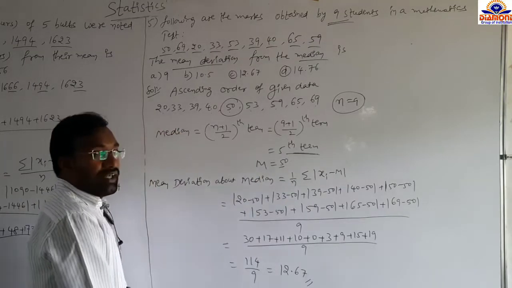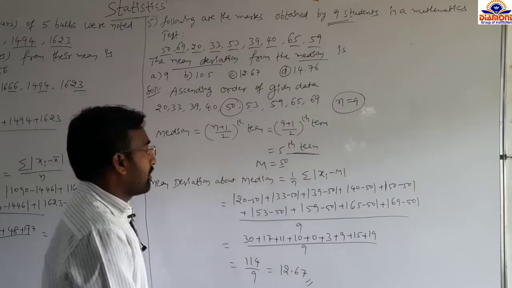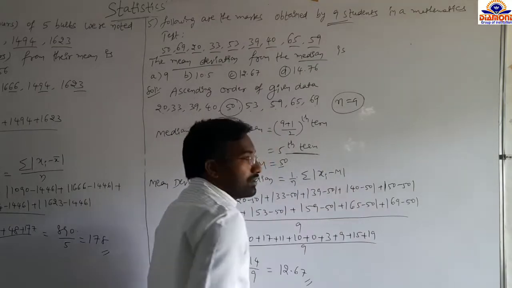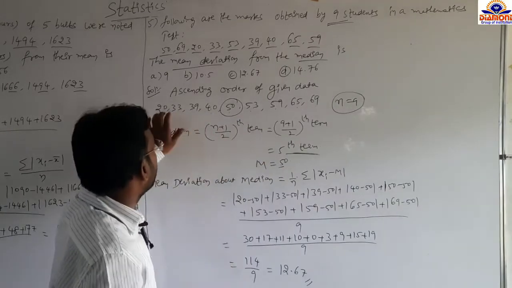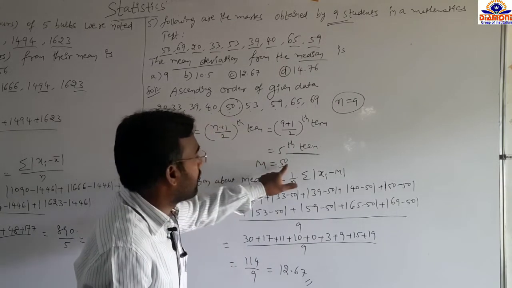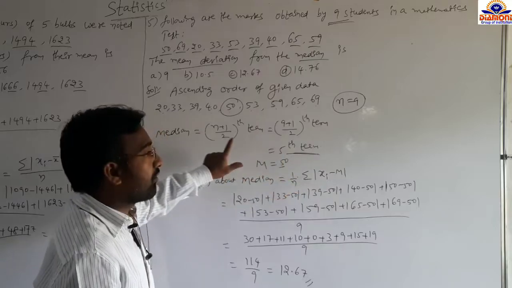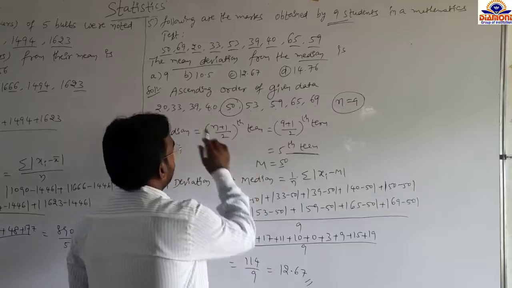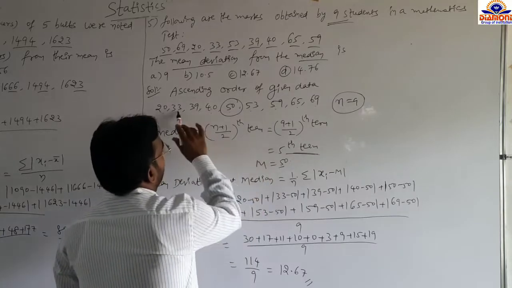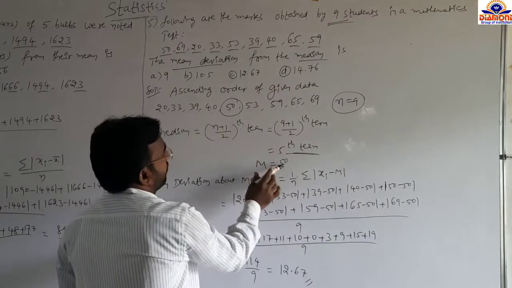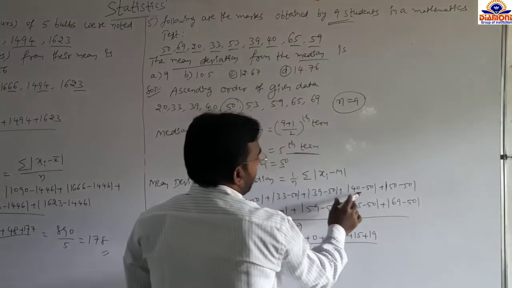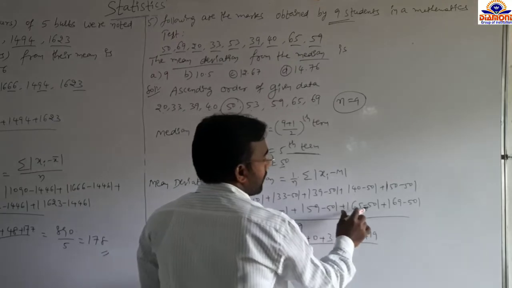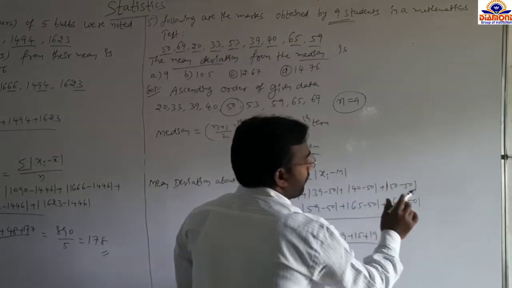Next, the mean deviation about the median. The formula is 1 by n into summation of modulus of xi minus M. This means each observation is subtracted by the M value 50, and then we take the average over the total number of observations. So that equals 20 minus 50 plus 33 minus 50 plus 39 minus 50, next 40 minus 50, 50 minus 50, 53 minus 50, 59 minus 50, 65 minus 50, 69 minus 50, all in modulus.